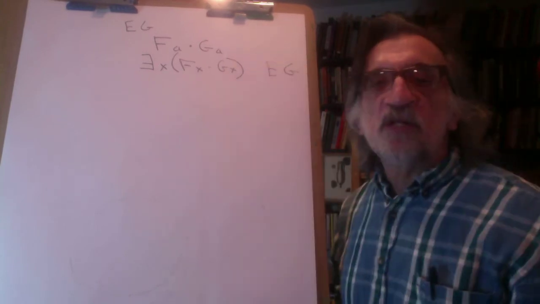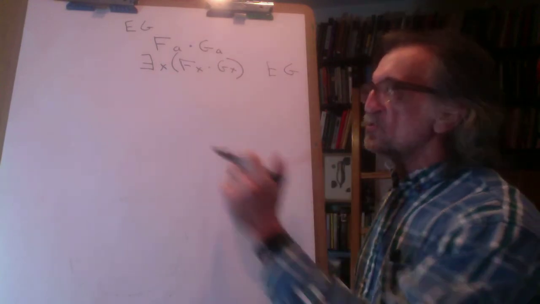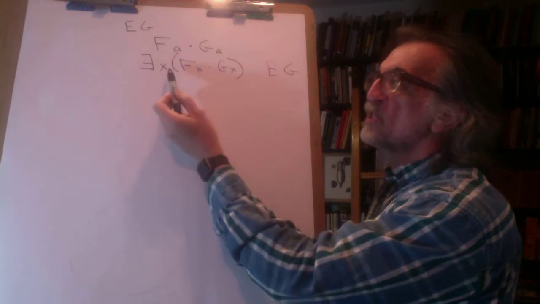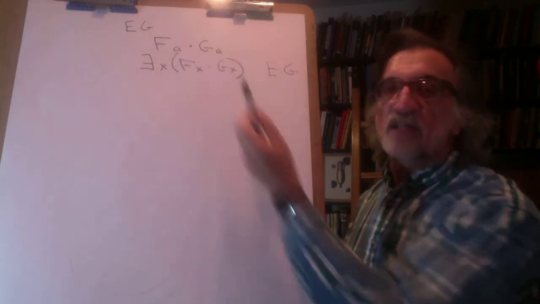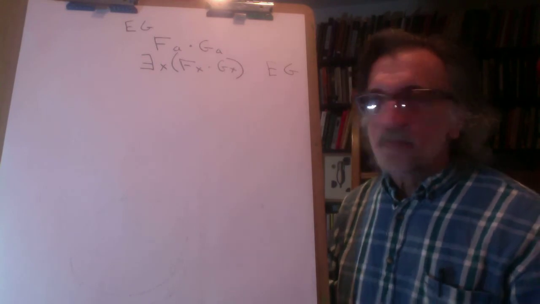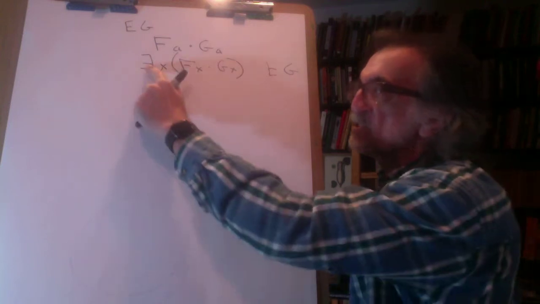the step that we call existential generalization simply amounts to going from Fa and Ga to there exists x such that Fx and Gx. Because what is that? Remember that existential statement, the existential quantifier.